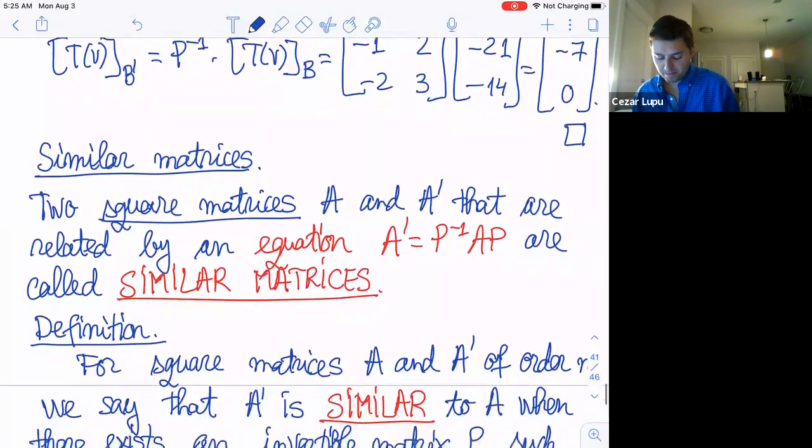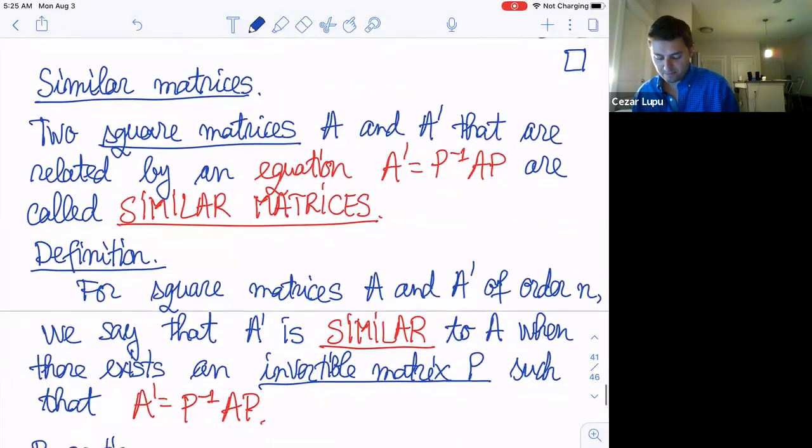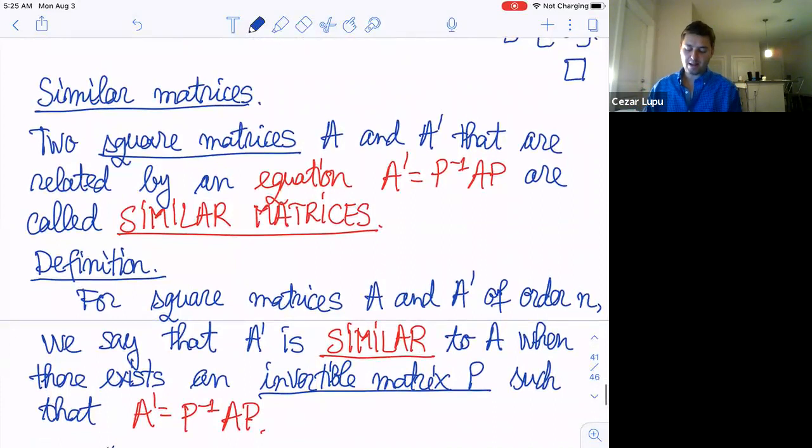In other words, let me just give you the definition. Let me say it again. For square matrices A and A prime of order n, we say that A prime is similar to A when there exists an invertible matrix P such that A prime is P inverse times A times P. We will see, and I want to mention something here.